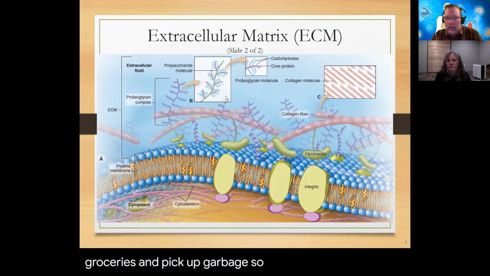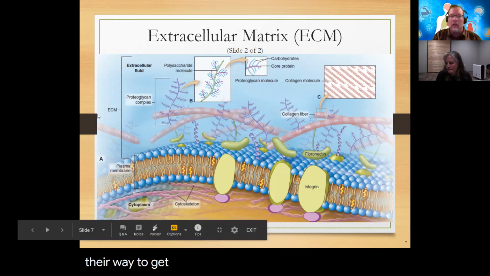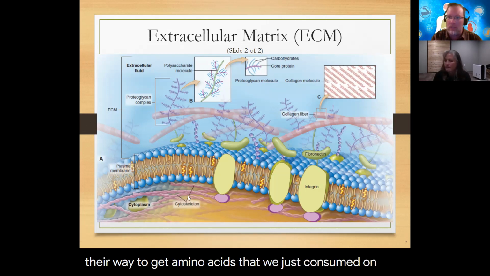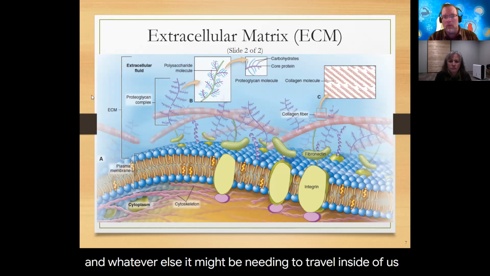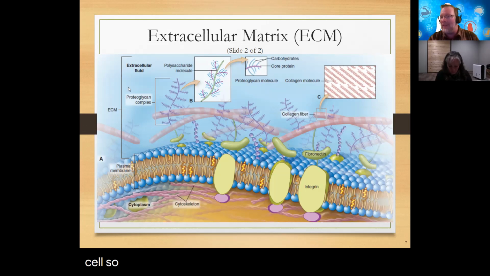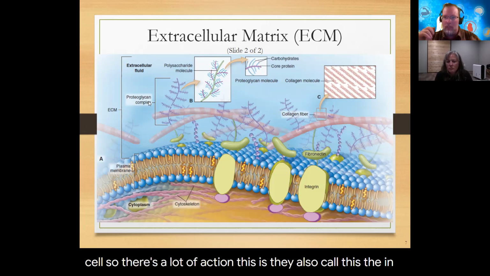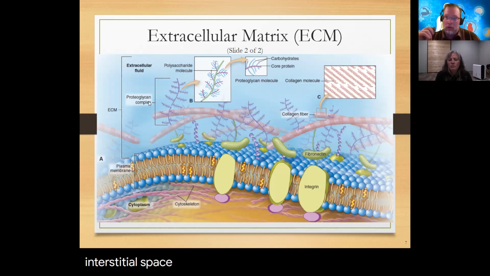So the other things that are floating around in here are glucose molecules on their way to get inside of a cell. Some of those amino acids that we just consumed on their way to go inside of a cell. Different vitamins and minerals and whatever else might need to travel inside of a cell. So there's a lot of action. They also call this the interstitial space. You've maybe heard of interstitial fluid or interstitial space.